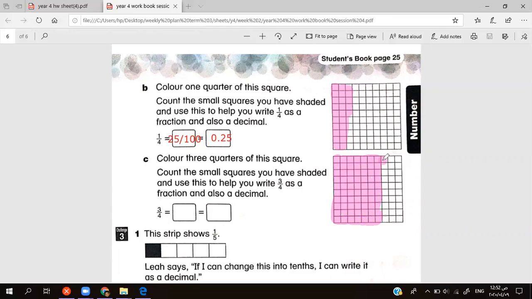Okay, and then let's do the 5. 1, 2, 3, 4, 5. Like this, I shaded 75. 75 from how many? 75 from 100. So let's turn it into a decimal, move my decimal two places, so it's 0.75.